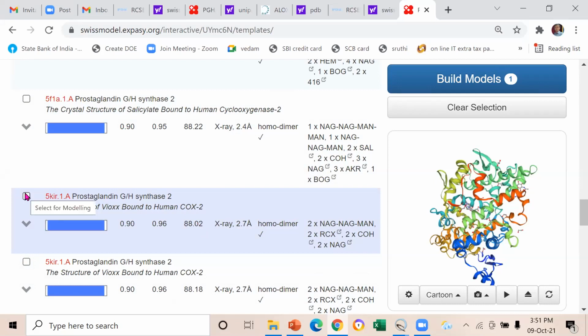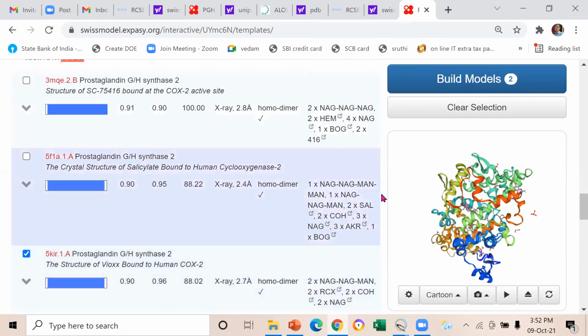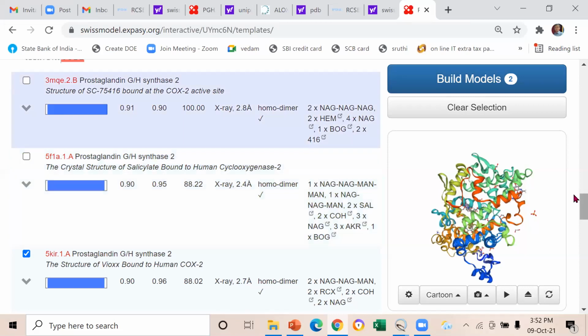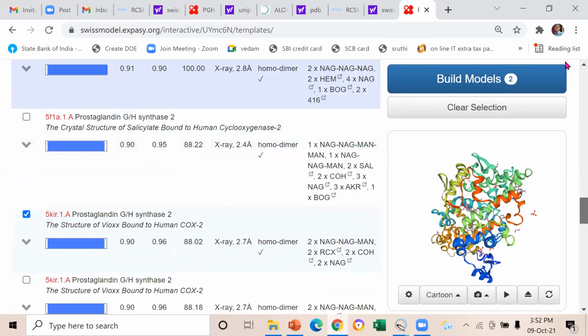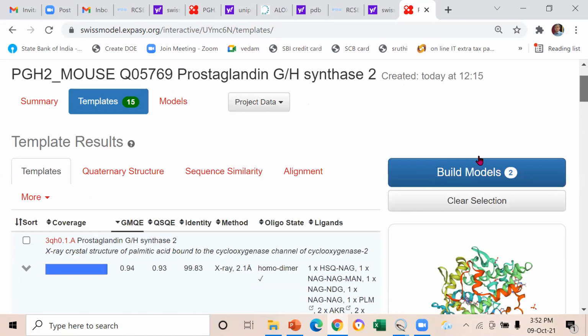So I can take maybe this one because I want to work on human cyclooxygenase 2, and this is a commercial drug in the market. So you can select based on what you want to work on. That's very, very important because there are so many cyclooxygenase 2 structures. There are some human, there are mammals, and then there are some commercial drugs. There are some salicylate, there are palmitic acid. I am more interested in commercial drugs. So I will select this one maybe, and then I can say build model.